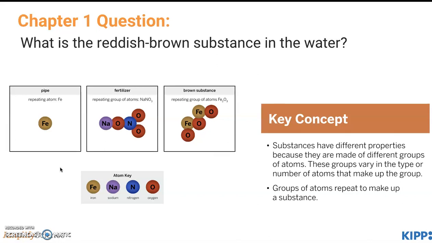Students then review the observations they made of the pipe, fertilizer, and reddish-brown substance at the beginning of the chapter, re-examining this evidence in light of the key concept that they have learned. Substances have different properties because they are made of different groups of atoms. These groups vary in the type or number of atoms that make up the group. Groups of atoms repeat to make up a substance. Finally, students learn the reddish-brown substance is iron oxide, commonly known as rust.